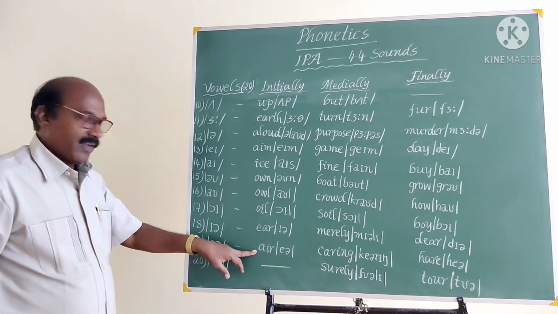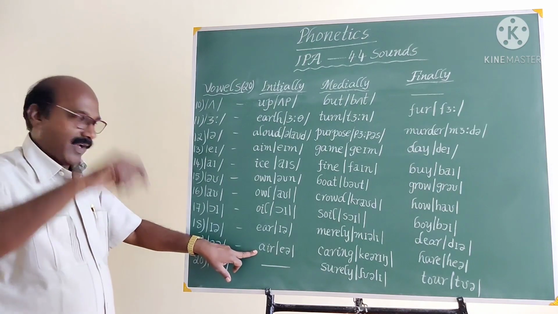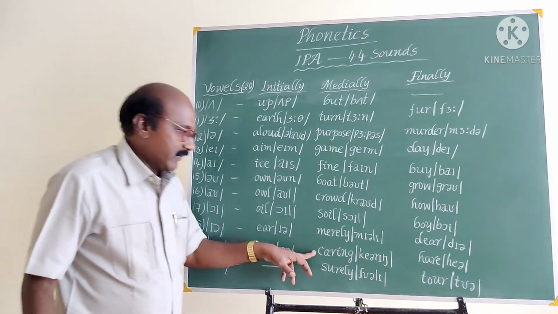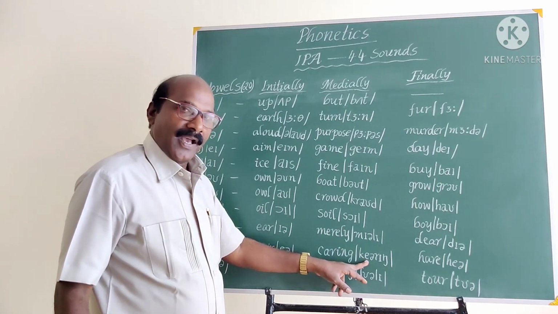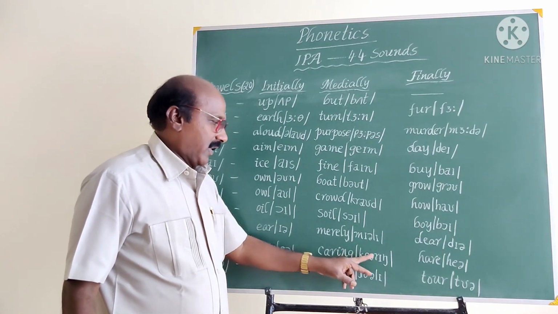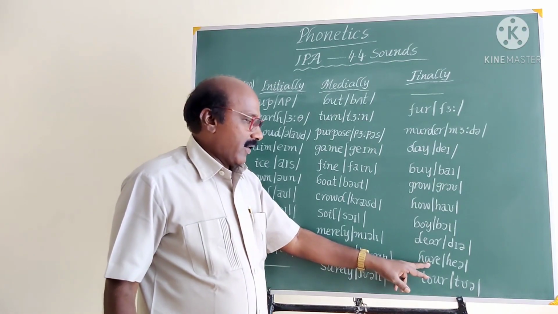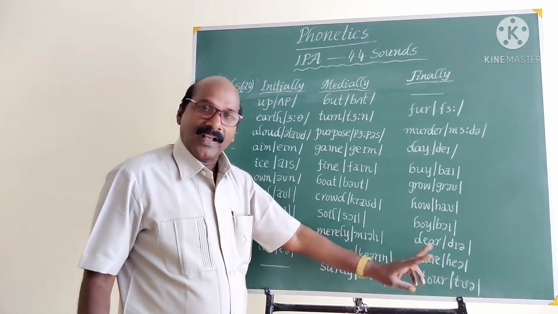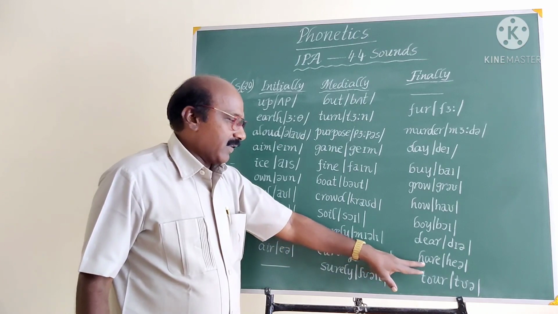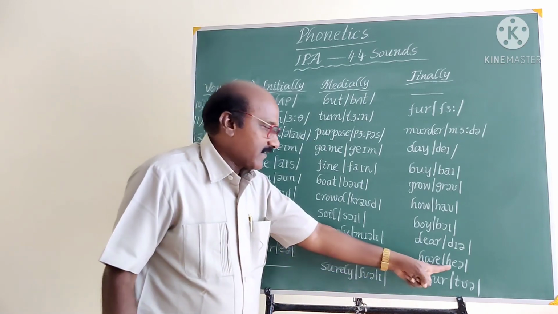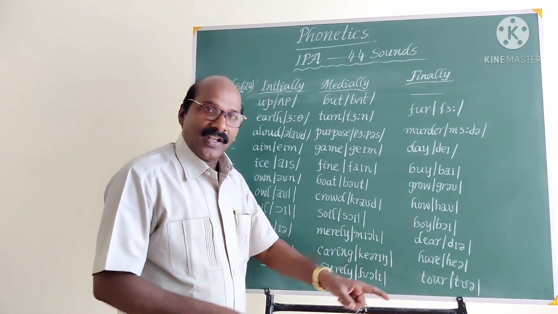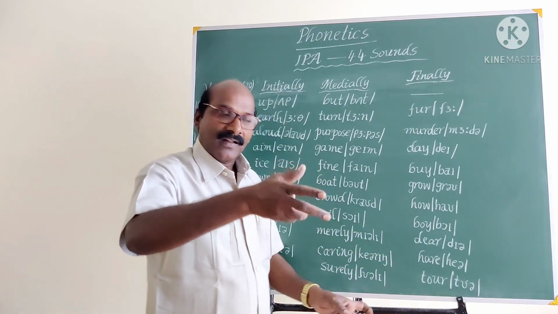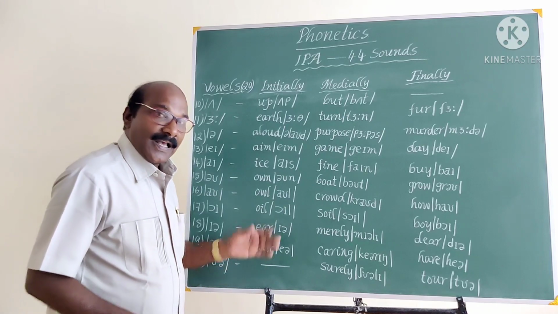And then the 19th one, air, from E to A. As in air, A-I-R. Initially caring, care, medially air, care. Caring, as in hair. Finally, hair. Even for the word H-E-I-R, we give the same sound. H-E-I-R, hair. H-E-R-E, hair. This is a diphthong.